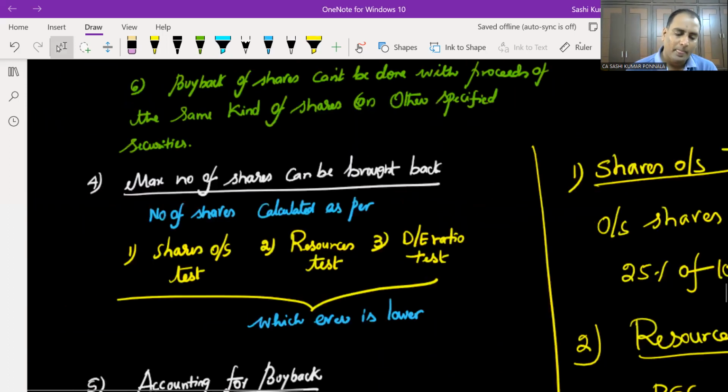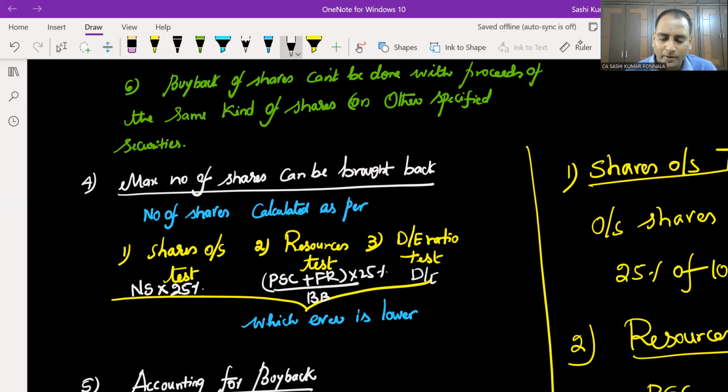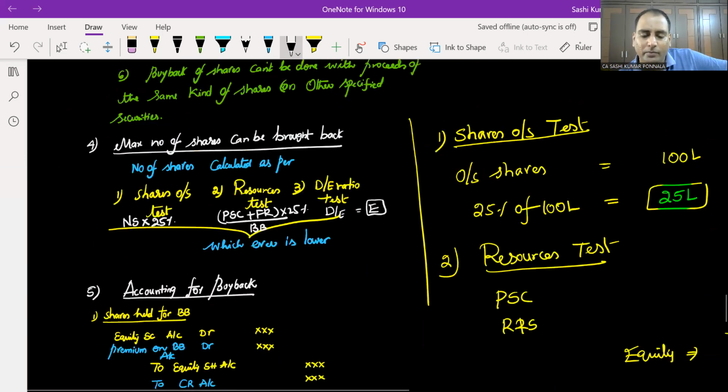So this is about the shares outstanding test: number of shares into 25%. Resources test: paid up share capital plus free reserves into 25% divided by buyback price. Debt equity test: by using the debt by equity ratio, you can calculate the equity to be continued in the balance sheet. So the excess equity will be bought back by the process of buyback. So this is most important.